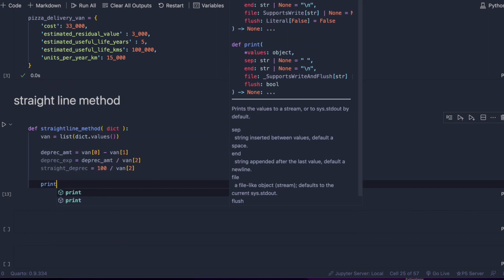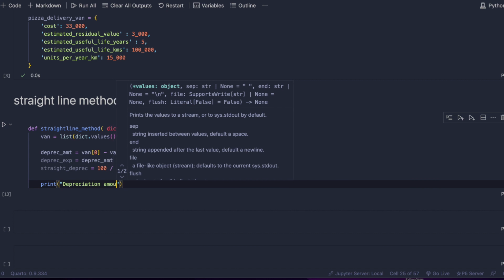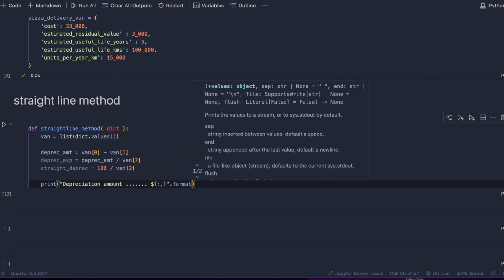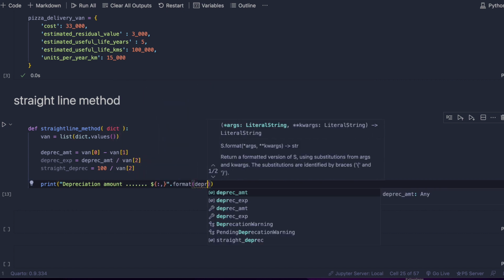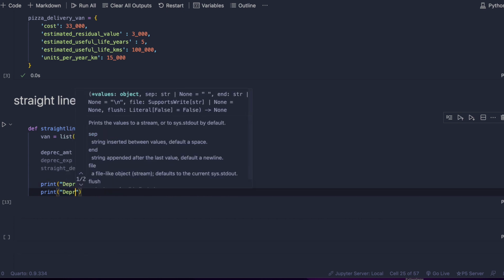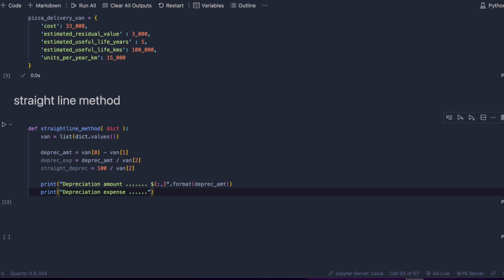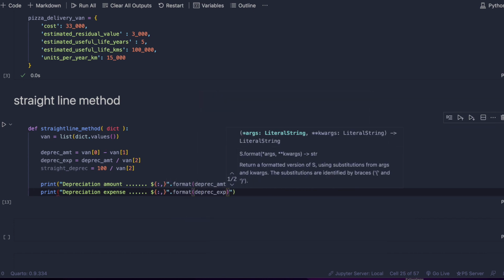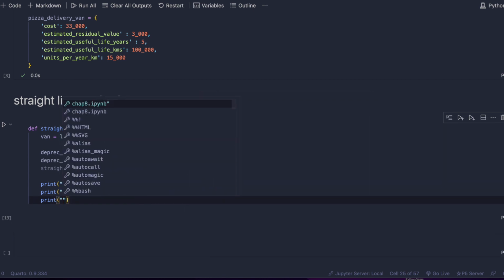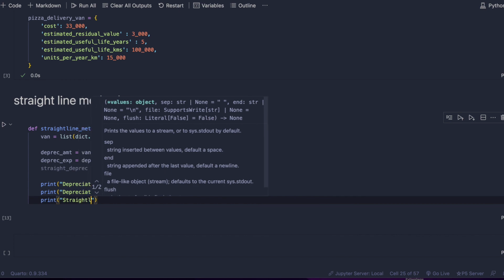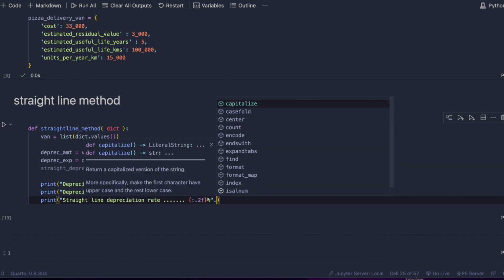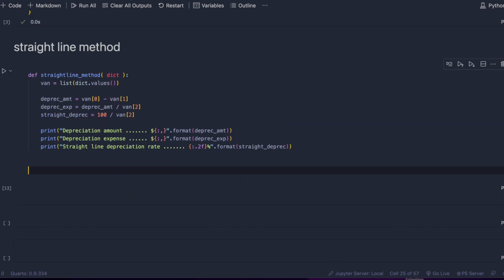and we print depreciation amount into dots, depreciation amount, depreciation expense. Then we print out our straight line depreciation rate format. Now we call our function, straight line method, pass in our pizza van delivery.